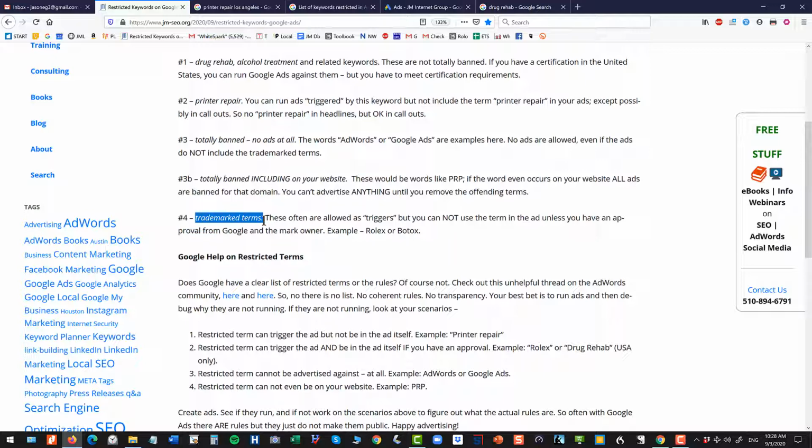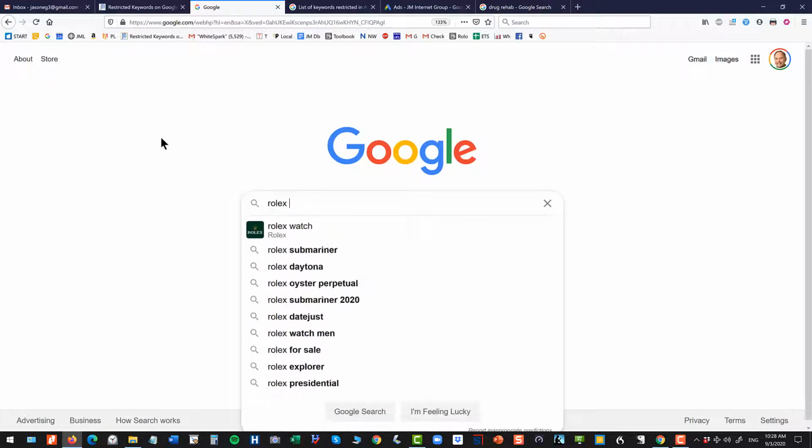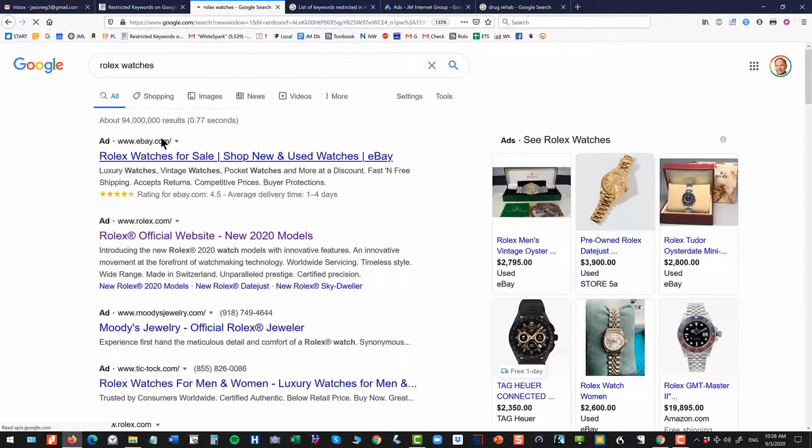Now, the other one I think is worth thinking about, which is the most common type of ban that people run into, these are trademarked terms. So a trademark term is like Rolex. If you go to Google and you put in Rolex watches or something, you'll see ads. The ads have to have approval from the trademark owner. So in this case, you can run ads on Rolex and include the term Rolex in your ad headline if you have an official relationship with the mark holder, in this case, Rolex.